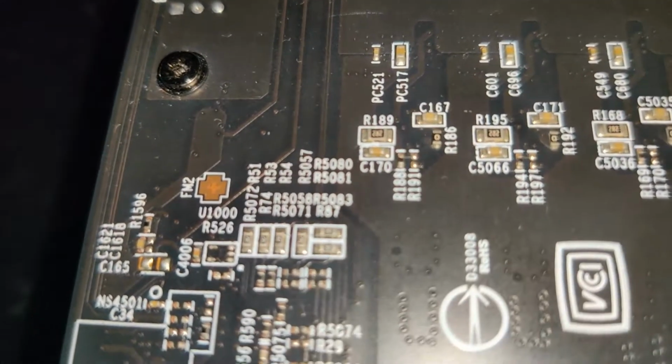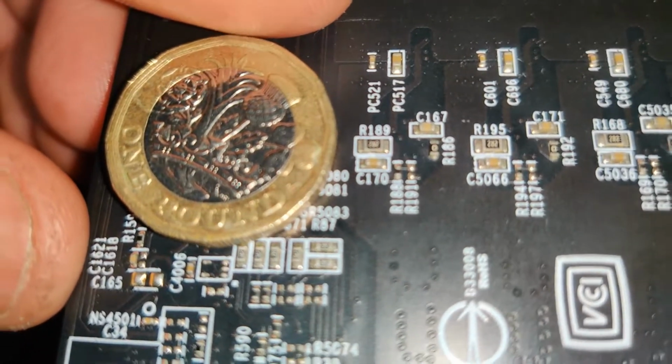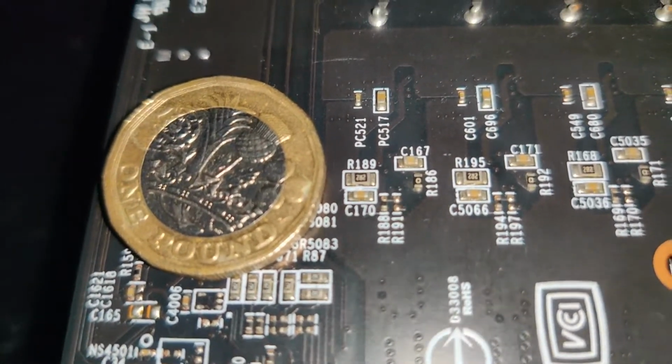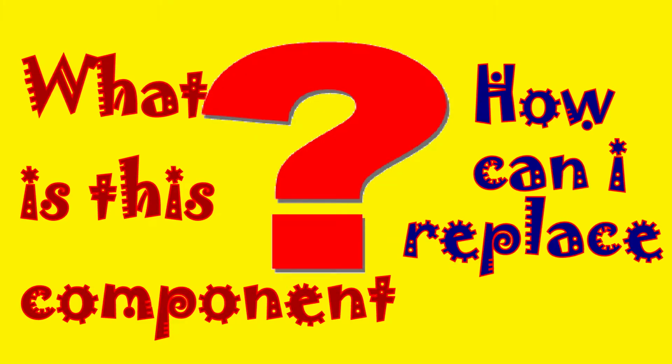About 2 weeks ago, before the fault occurred, I vacuumed the inside of my PC, and I must have accidentally knocked it off. I searched through my PC, but I couldn't locate the missing component. It must have got vacuumed up. So I'm left with a question: what is this component? And how can I replace it?